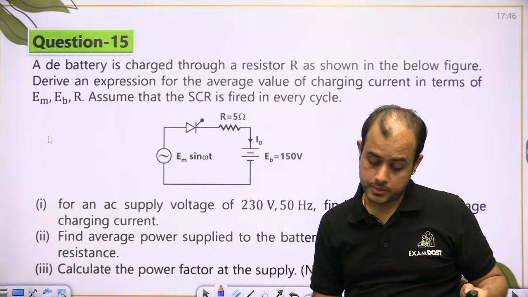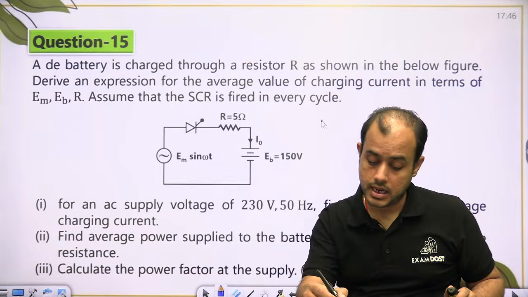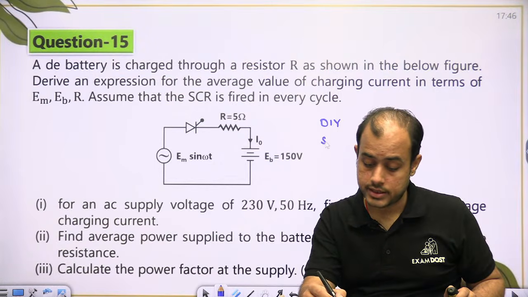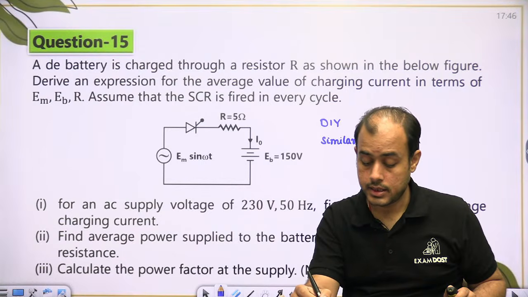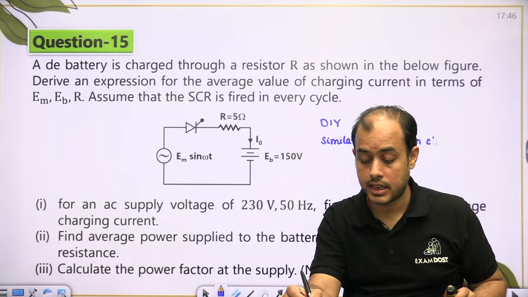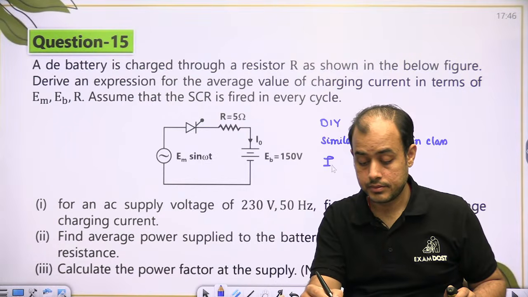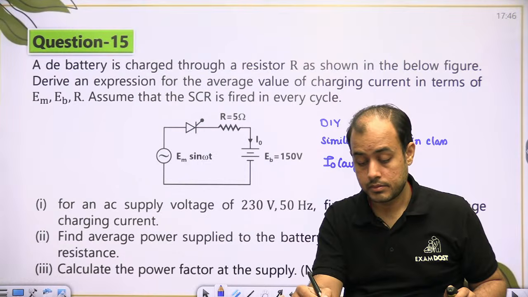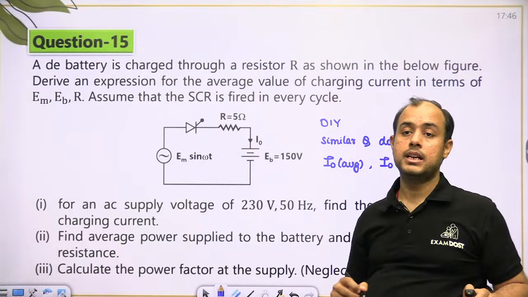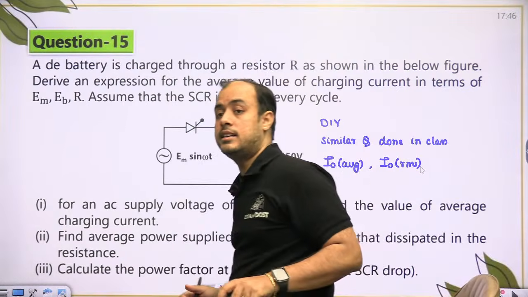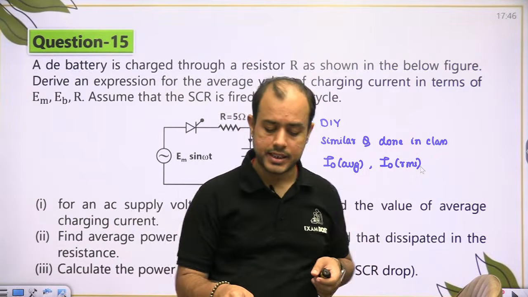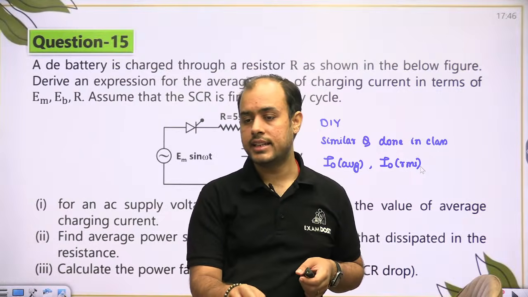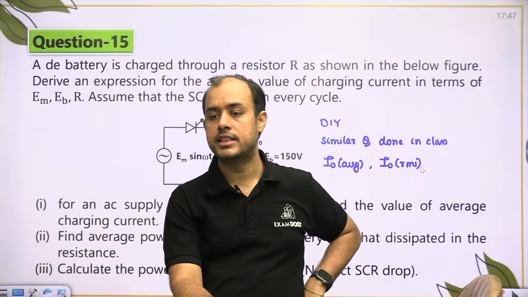एवरेज चार्जिंग, एवरेज पावर, ठीक है, ये मैं आप ही लोगों के लिए छोड़ रहा हूं। सिमिलर क्वेश्चन इज डन इन क्लास। किया था ना, यहां पे एवरेज और आरएमएस निकालना पड़ेगा। और बैटरी ना बेटा, मोस्टली दे विल आस्क यू द एवरेज करेंट। In the subjective questions, they might ask you RMS current, but practically speaking, in the exam, they will only ask you the average current.